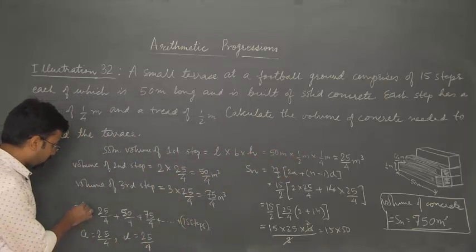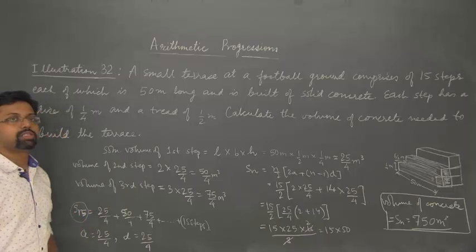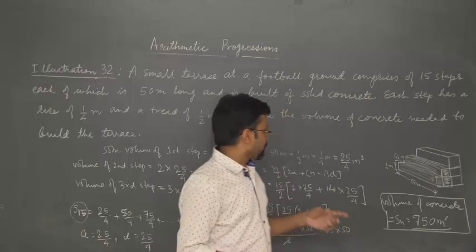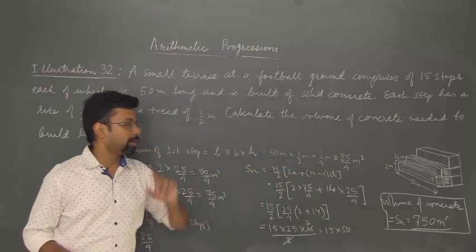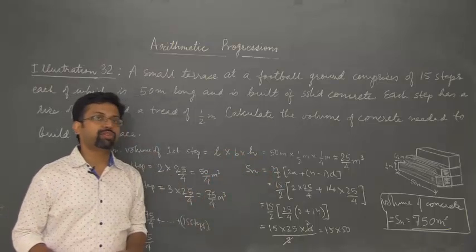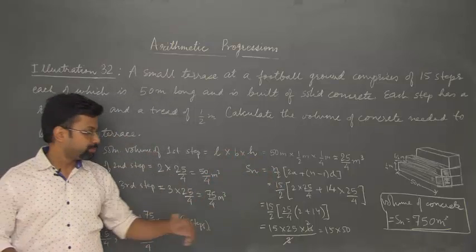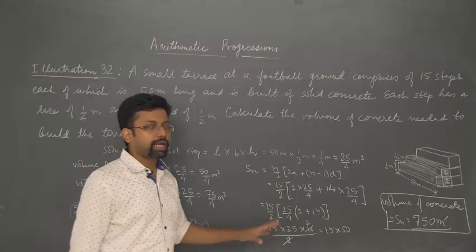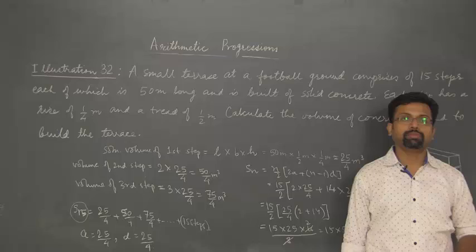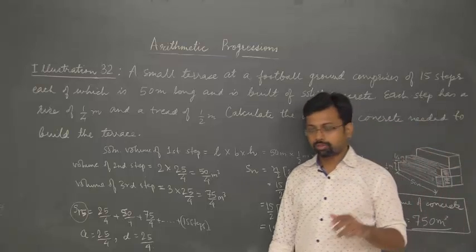Now we have to calculate S15, which is the volume of concrete that makes up the 15 steps. We use the formula Sn equal to n by 2, 2a plus (n minus 1) into d, where n equal to 15 as the number of steps is 15. We substitute the values and in the end we get the volume of concrete to be equal to 750 meter cube. I hope you understood this question.